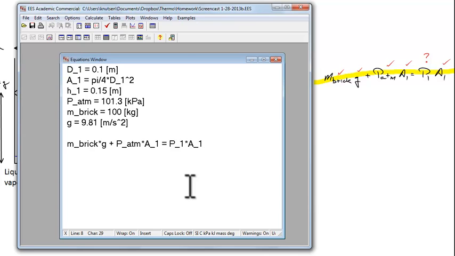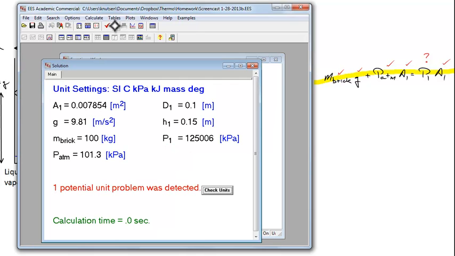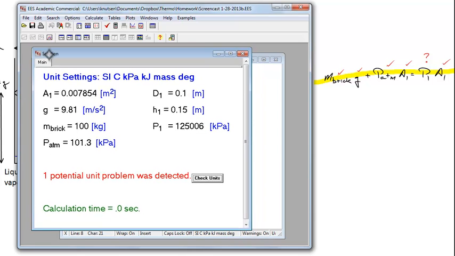So let's do this. It is smart enough to know we want to solve for P1. I don't need to solve for it explicitly, algebraically. It's smart enough to solve for it on its own. It's an iterative process. I'll hit the Calculate button, and here are my results.